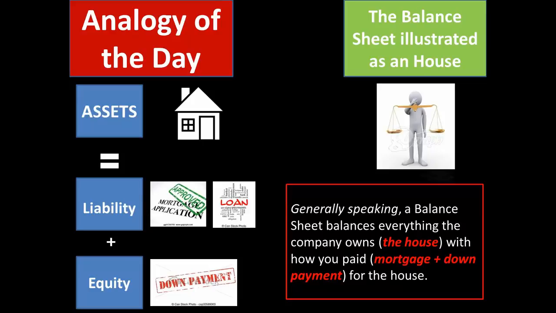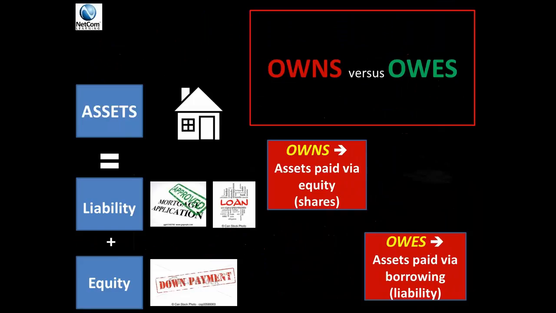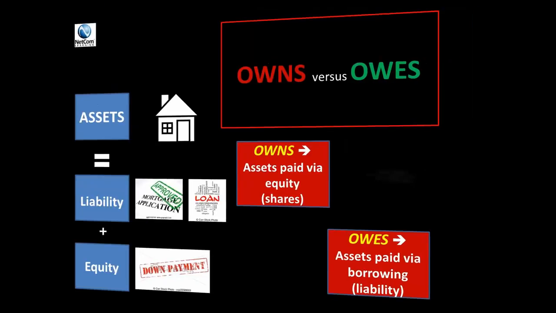Generally speaking, a balance sheet balances everything the company owns, the house, with how you paid for that house, the mortgage plus the down payment. Again, the balance sheet is about everything the company owns, O-W-N-S, versus everything the company owes, O-W-E-S. So what the company owns, those are the assets paid via equity shares. What it owes are the assets paid through borrowing.